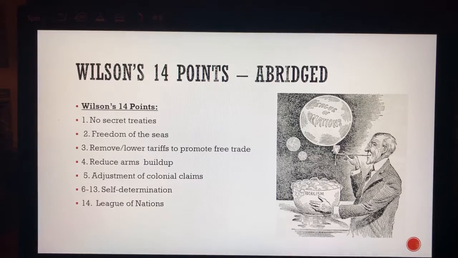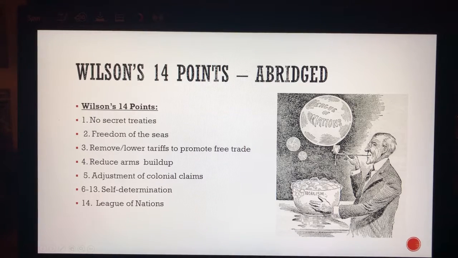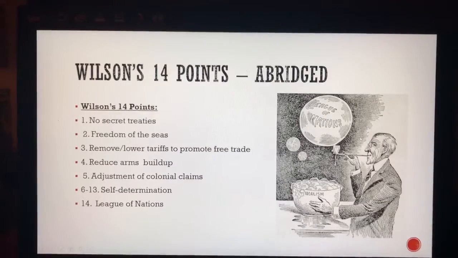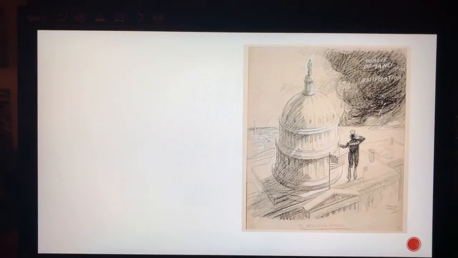I want you to look at this political cartoon. That's Woodrow Wilson in it. And here is our bull of idealism. And he is blowing bubbles, right? And there's the League of Nations, right? This whole idea of a utopian society that would prevent future wars. And like most bubbles, when people see a bubble, they're going to bust it. And this is what's going to happen to the League of Nations, because Wilson will make a lot of mistakes.